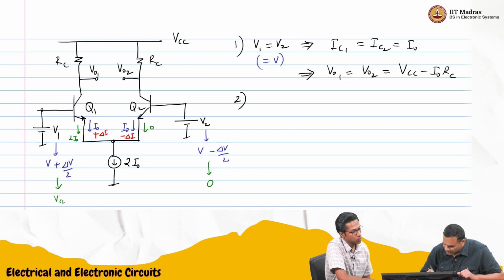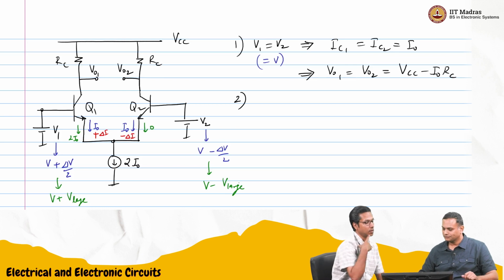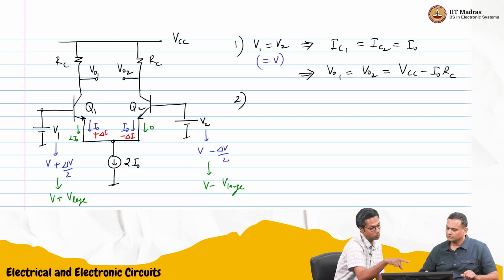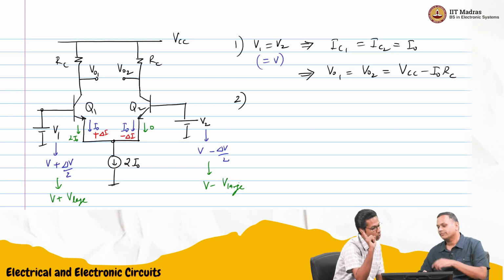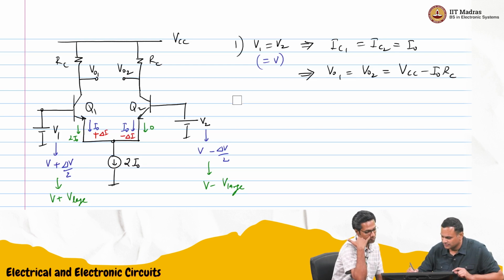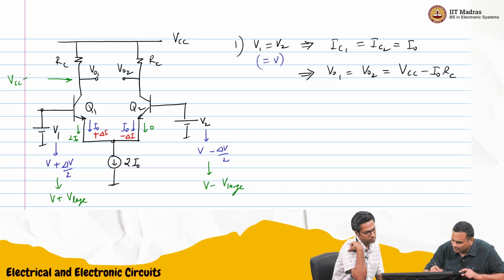So we'll just say V plus V large, and we'll say V minus V large. Correct. So at that time, VO1 will be VCC minus 2 I naught RC. So then this would be VCC minus 2 I naught times RC.